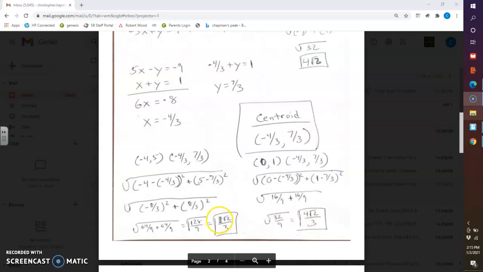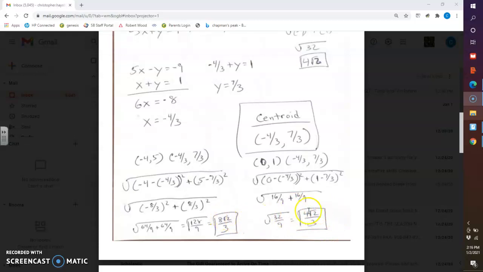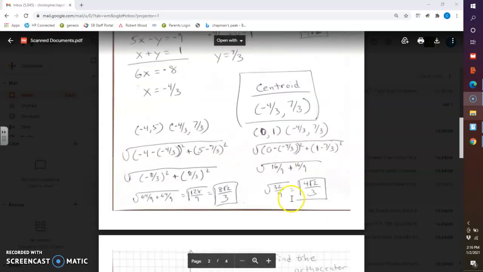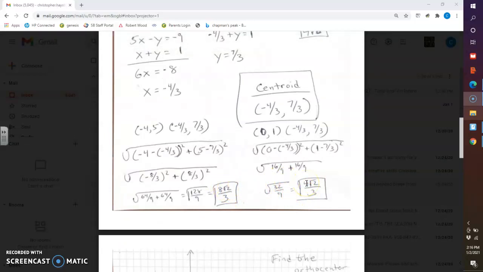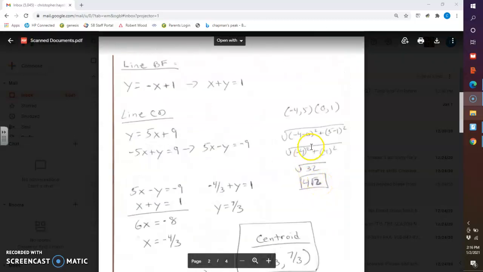Now, this first distance is double this one, which is what it should be. 8√2/3 plus 4√2/3 is 12√2/3, which is 4√2, because 12 over 3 reduces to 4. So 8√2 plus 4√2 is 12√2, and we keep our common denominator. 12√2 over 3 is 4√2.